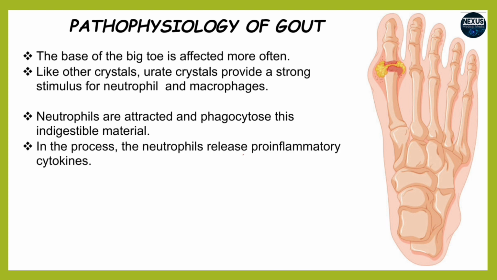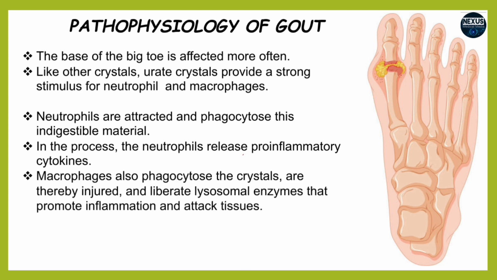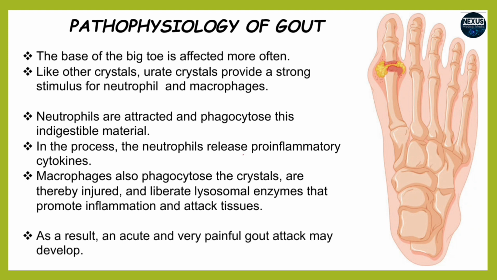In the process, neutrophils will release pro-inflammatory cytokines. Macrophages also phagocytose these crystals, and they are injured in the process, and they will liberate lysosomal enzymes that promote inflammation and attack the tissue. As a result, an acute and very painful gout attack may develop.